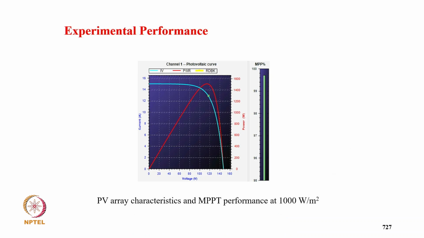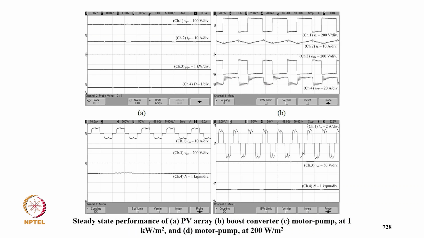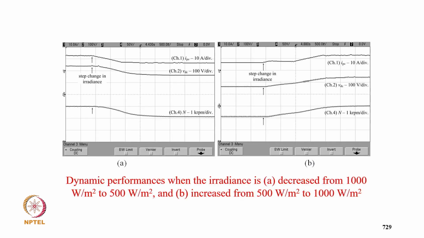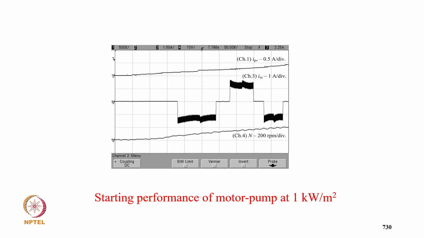This is the MPPT performance at 1000 watt per meter square, an experimental result. And these are experimental results corresponding to the PV voltage, PV current, PV power, and duty cycle, and accordingly the motor current, DC link voltage, speed, and winding current of the motor. Then the performance of the PV voltage, DC link voltage, and speed during a step change in solar insolation, an increase in insolation. Then the performance of the motor pump at 1000 watt per meter square: PV current, winding current, and the speed.